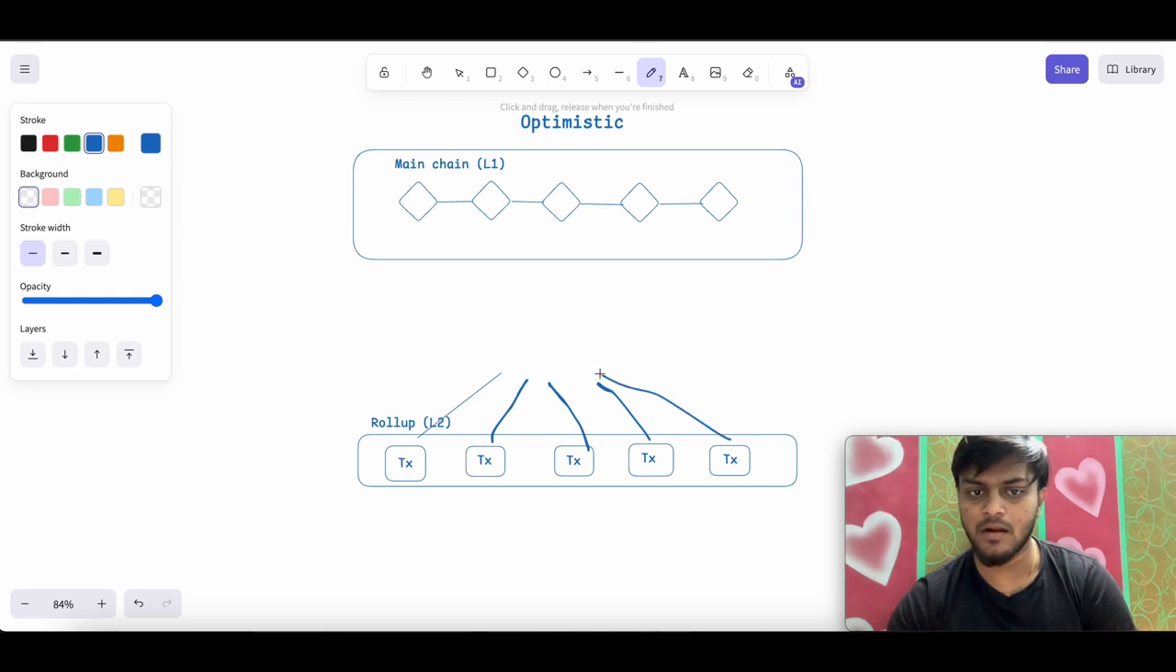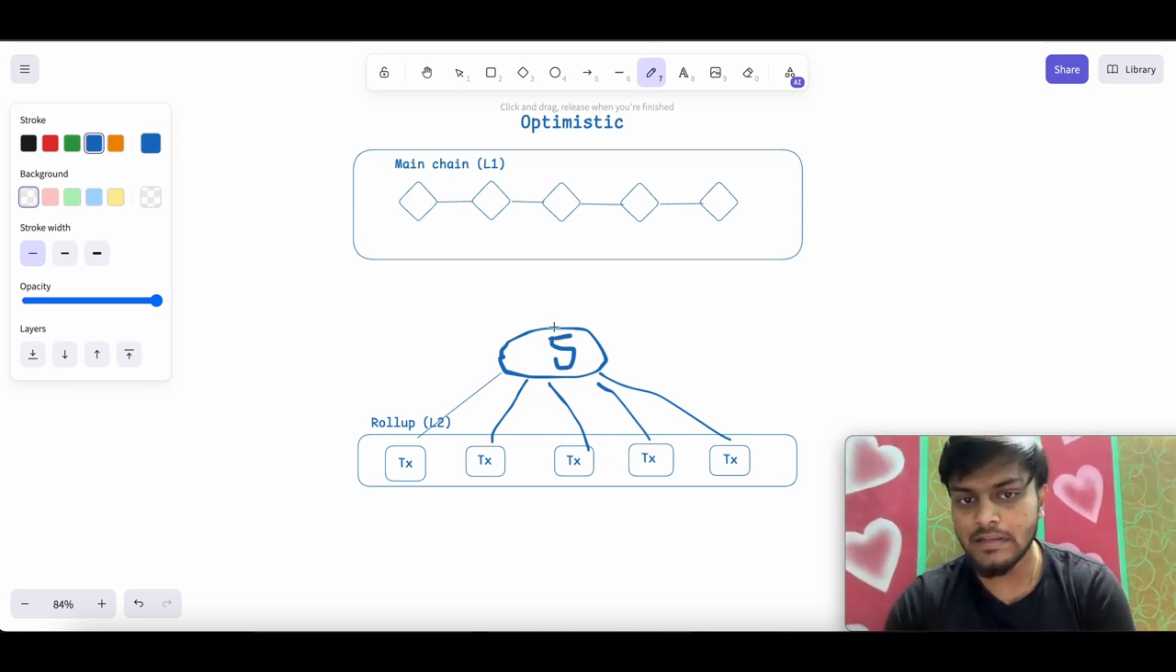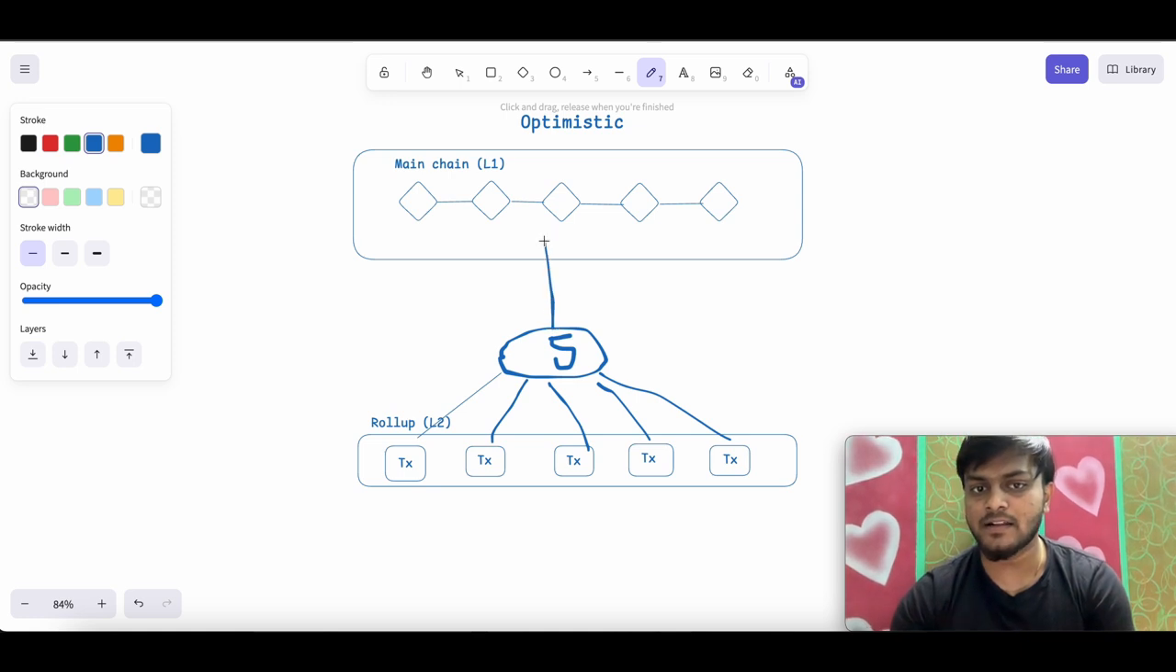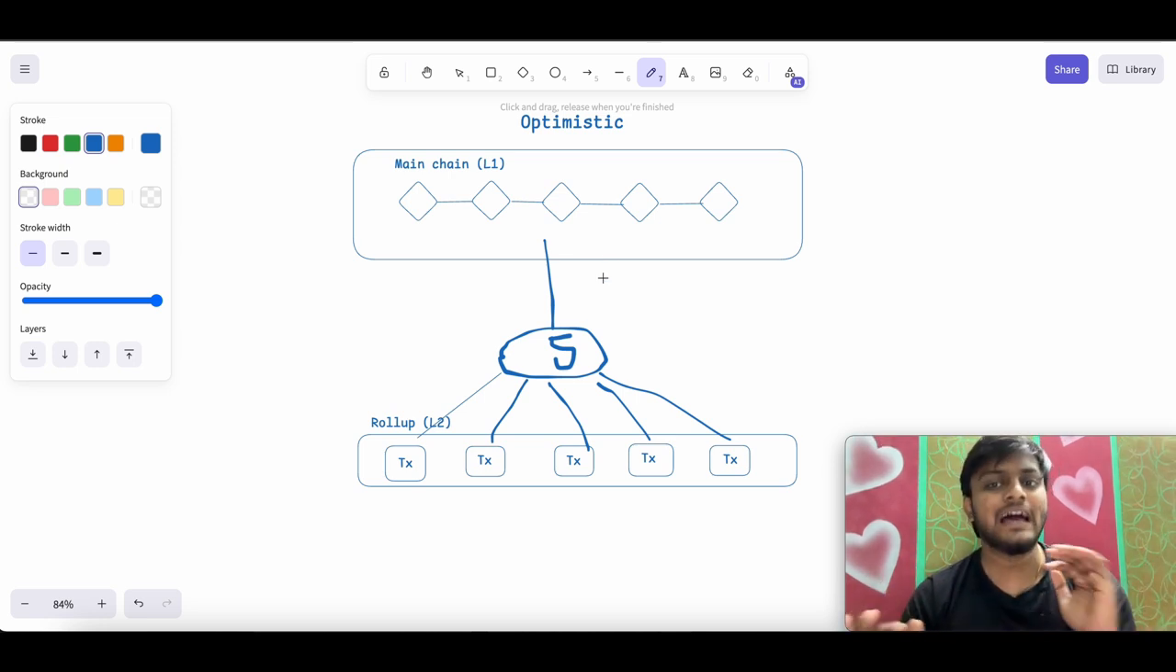It can be bundled, and there is a sequencer over here. It's called a sequencer. This sequencer is used to bundle all those transactions, and then it will send the bundled transaction to L1. Okay.